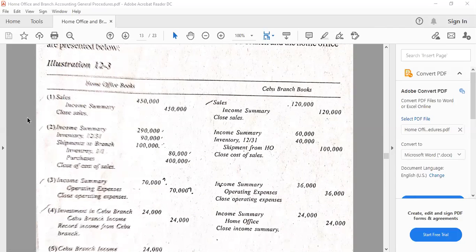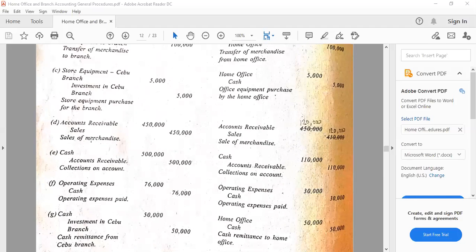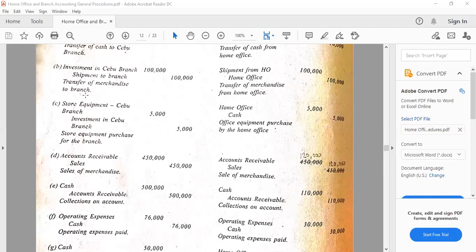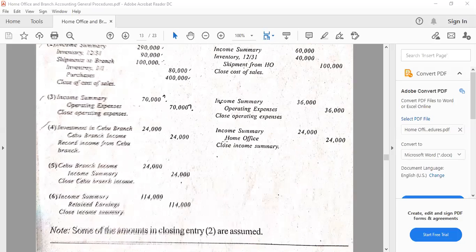So again, close income sales here, representing the revenues or income. Number two, close the cost of sales account. For home office books, we can notice the addition of shipments to branch. Remember, this was credited here. So when we close, that's debit. While shipments from home office was debited a while ago, so it should be credited here when we close now. Among other things, these are just the unique ones, the shipments to branch and shipments from home office.